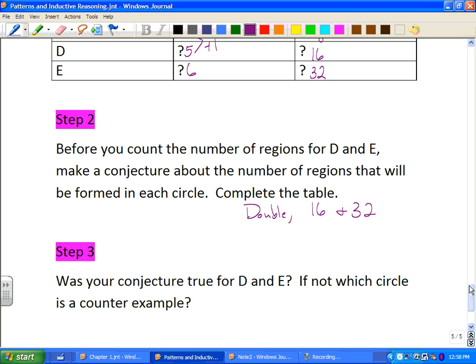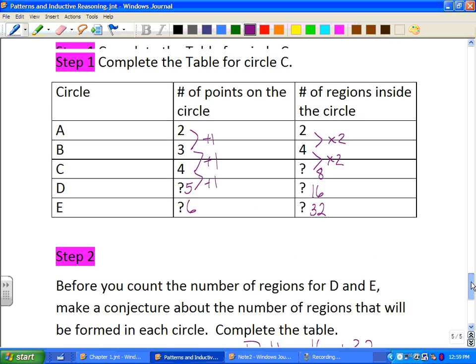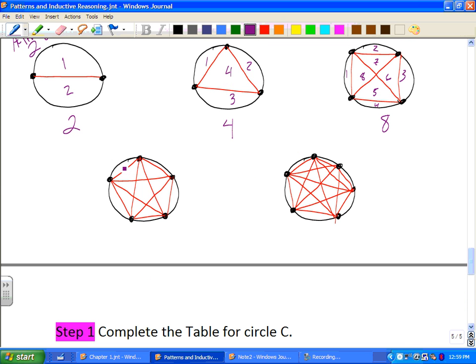What's an easy way to check a conjecture? Why don't we just go up there and count? Let's see, because we guessed 16 and 32, right? Let's go up and count. I have 1, 2, 3, 4, 5, 6, 7, 8, 9, 10, 11, 12, 13, 14, 15, 16. Is that correct? We're right by saying that. All right, so we're good there.